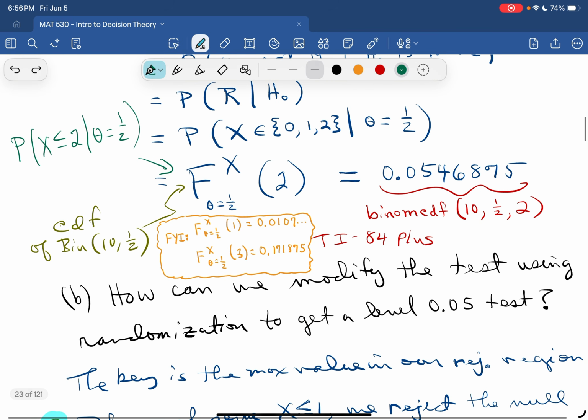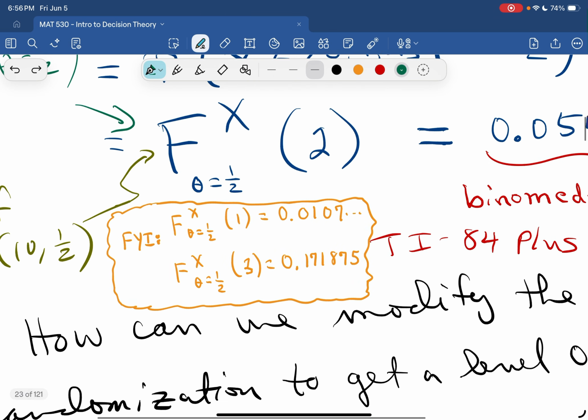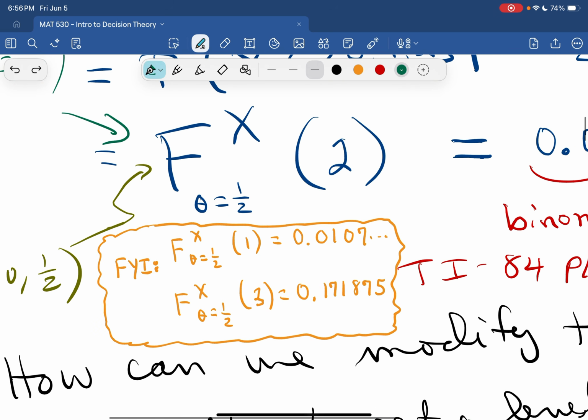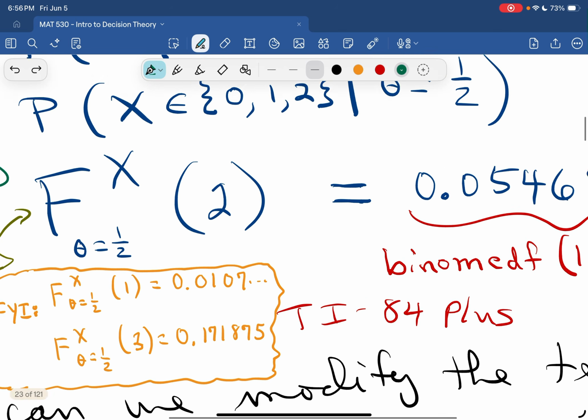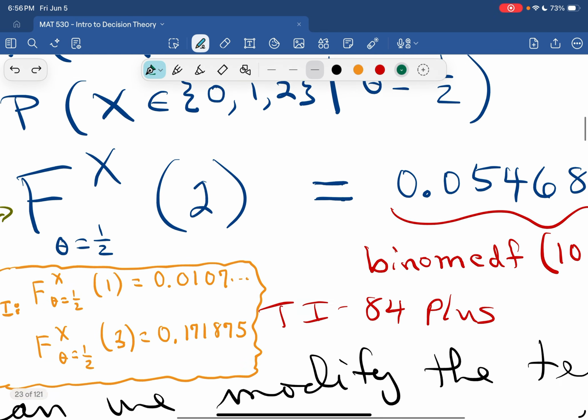So that's what we want to do. We want to see how we can modify this test using randomization to get a significance level exactly equal to 0.05. And the key is in the maximum value in our rejection region. So just for reference, let's zoom in a second. And remember that our rejection region for part A was the set consisting of 0, 1, and 2. And that led us to this test with a significance level that's close to 0.05.